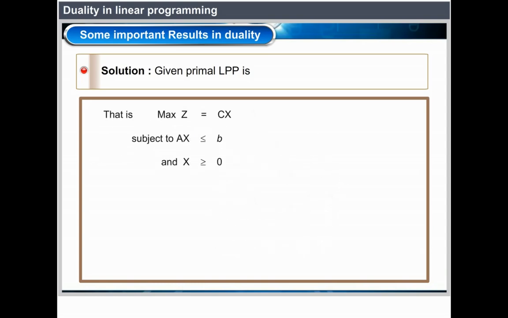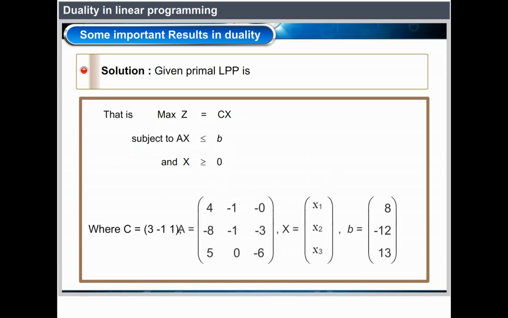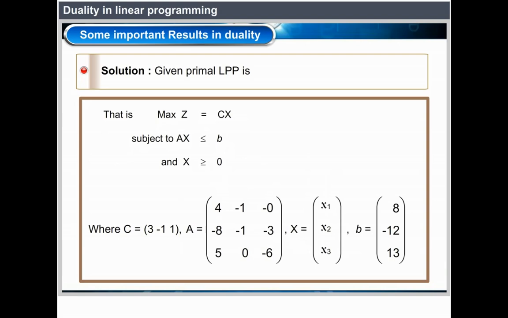That is, maximize z equal to cx subject to Ax less than or equal to b and x greater than or equal to 0, where c equal to 3, minus 1, 1. We can read the A matrix row by row. First row 4, minus 1, 0. Second row minus 8, minus 1, minus 3. Third row 5, 0, minus 6. Then x equal to x1, x2, x3, and b equal to 8, minus 12, 13.